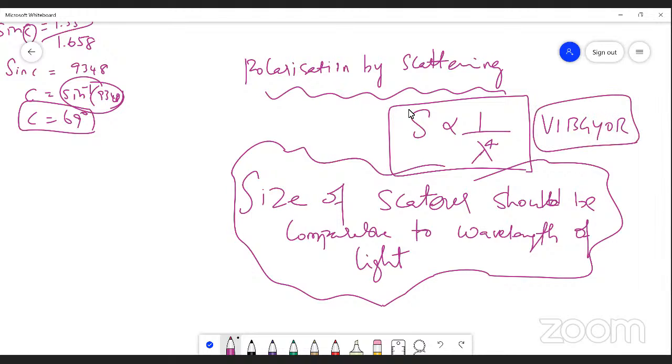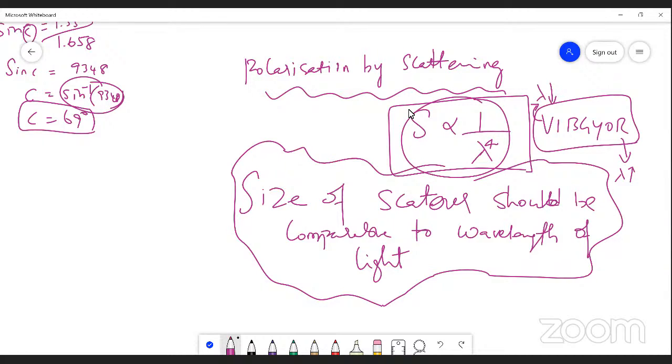Which color has the maximum wavelength? Red. Wavelength is maximum for red. Which has the minimum wavelength? Violet. So which color is scattered the most? Violet. The scattering is inversely proportional to wavelength. Red has the maximum wavelength, so its scattering is minimum. Violet has the minimum wavelength. Am I right? Yes, sir.